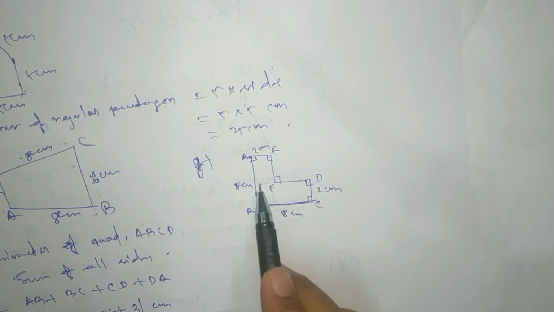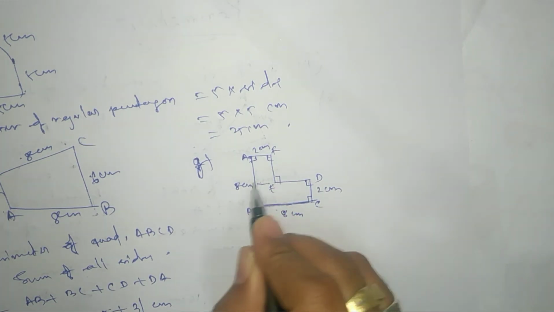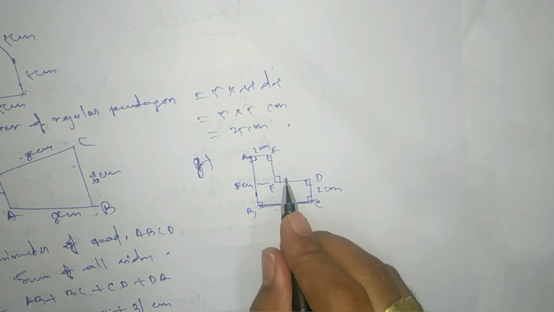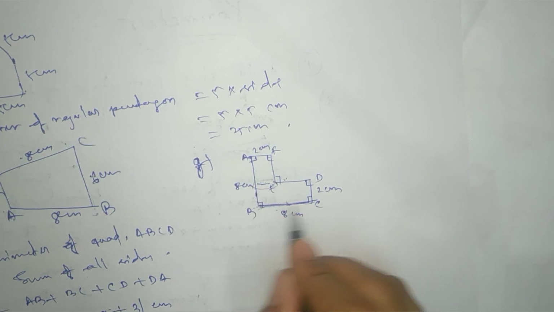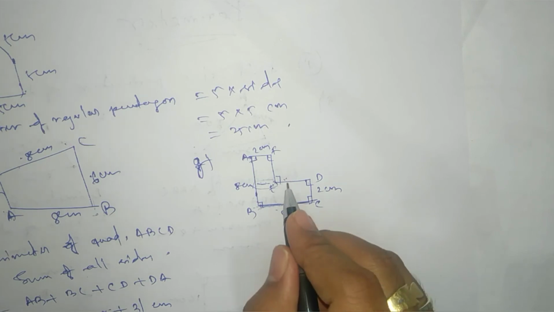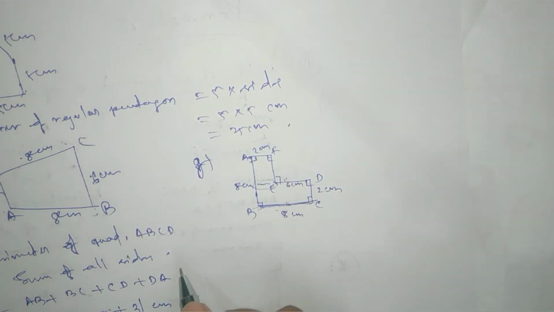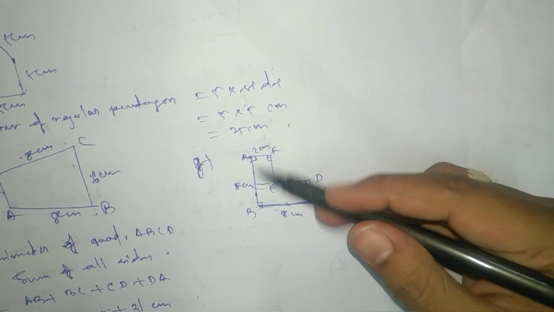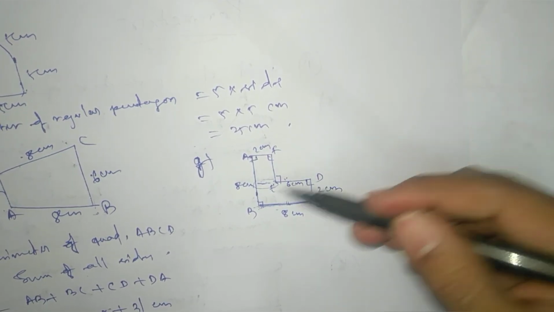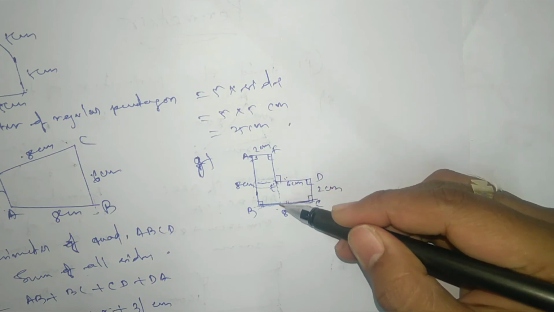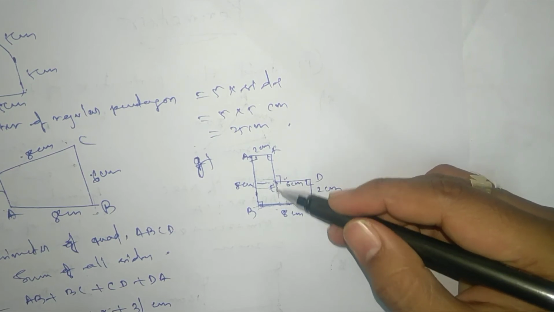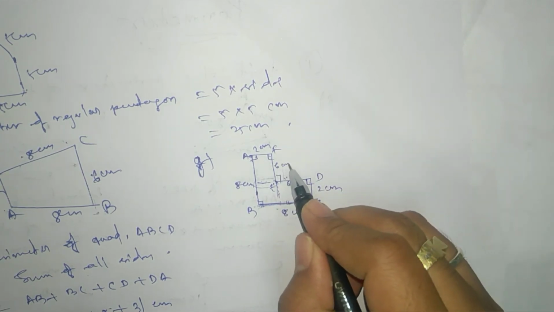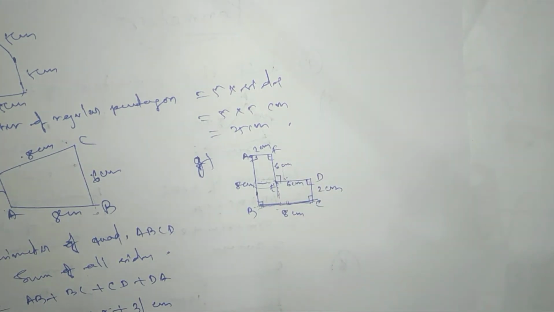Now if we take the dotted line, this portion is 2 and the total is 8. In a rectangle, opposite sides are equal. That means this is 2, total 8, remaining 6. This will be your 6 centimeter. Similarly here, the total is 8, there is 2. If we take the dotted line, this part is 2 centimeter, so the rest is 6 centimeter. So very simple.